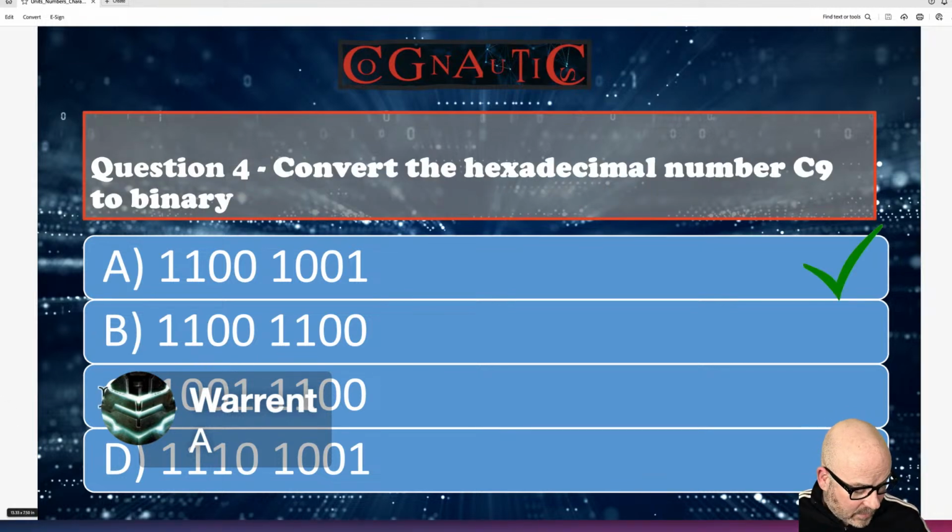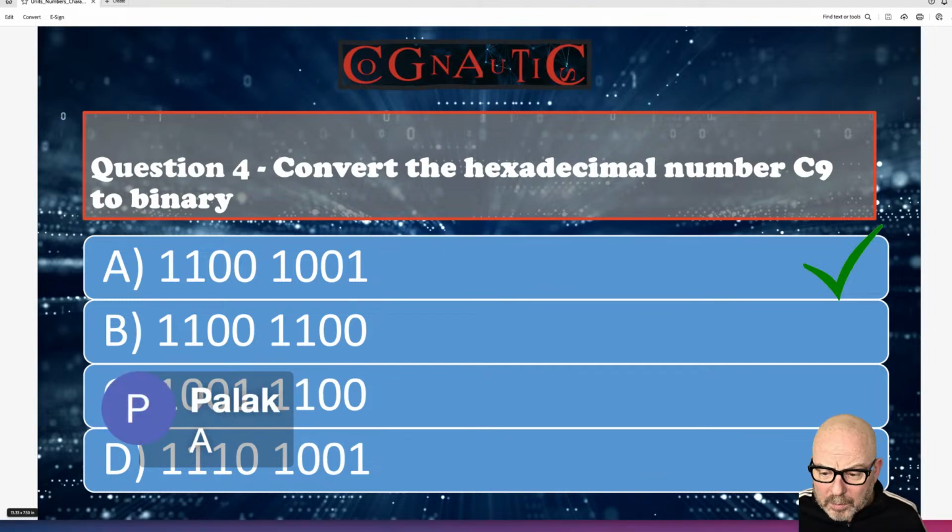That is outstanding. Palak got it as well. Hi, Palak. Palak got it as well. All my star students nailing this, which is really good. It takes a bit of working out. That's as hard as it's going to get, though.